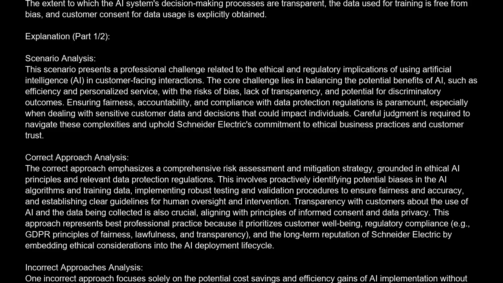Transparency with customers about the use of AI and the data being collected is also crucial, aligning with principles of informed consent and data privacy. This approach represents best professional practice because it prioritizes customer well-being, regulatory compliance, e.g., GDPR principles of fairness, lawfulness, and transparency, and the long-term reputation of Schneider Electric by embedding ethical considerations into the AI deployment lifecycle.